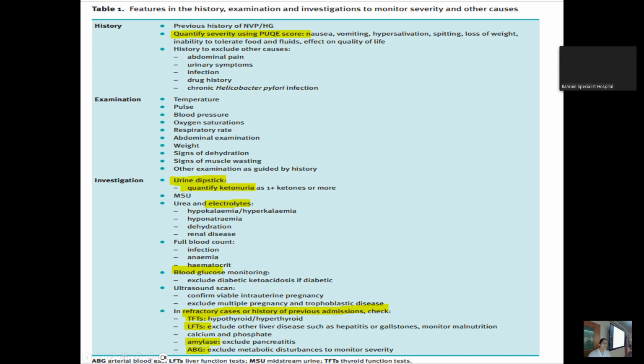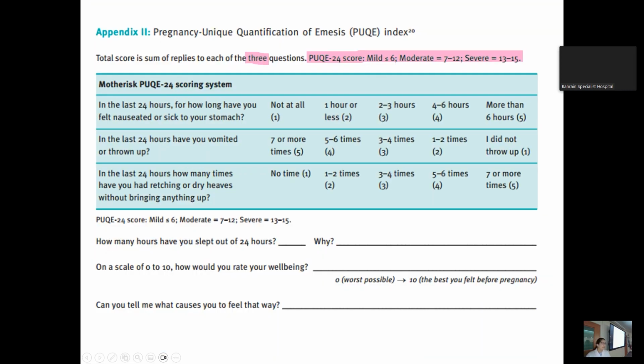In the history, first of all, if the patient comes with hyperemesis gravidarum, we have to quantify the severity using the PUQE score. This score is based mainly on three questions. In the last 24 hours, how long have you felt nauseated or sick to your stomach? In the last 24 hours, have you vomited or thrown up? And in the last 24 hours, how many times have you had retching or dry heaves without bringing anything else up? So, according to these three basic questions, we quantify the patient.